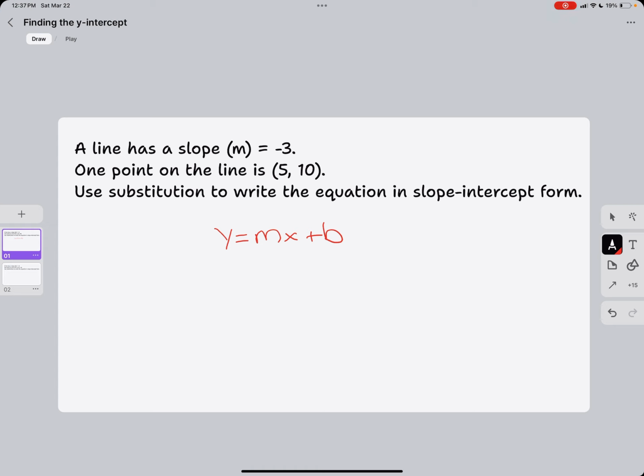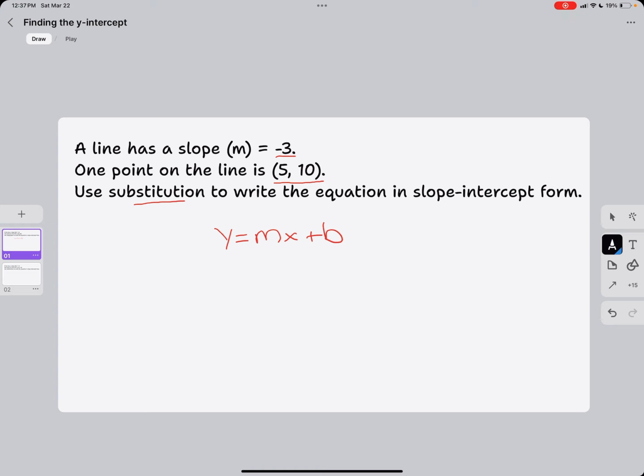So now, if we look at our question, we see that we have the slope, which is -3, and we're also given a point that's on that line, and we know it's a line because it is in slope-intercept form, and the point is (5, 10). So the method we want to use to find b, the y-intercept, is substitution. So let's take our information and start substituting it into our equation so we can solve.